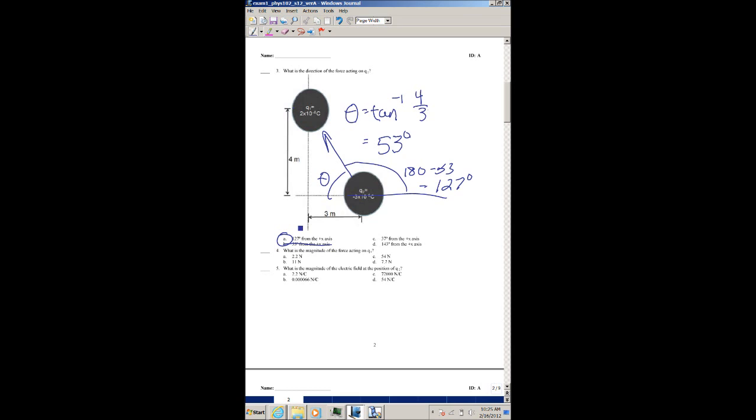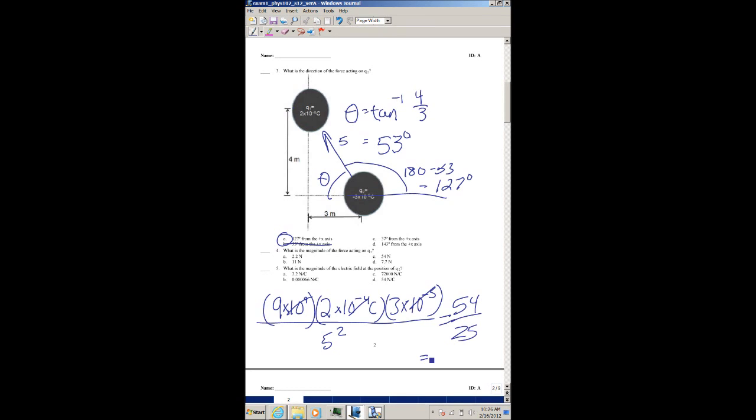What is the magnitude of the force acting on Q1? Alright, so that's going to be kQQ over r squared. That's 9 times 10 to the 9th times 2 times 10 to the minus 4 times 3 times 10 to the minus 5, divided by the distance, which is 5 meters squared. This distance right here is 5 meters. You can use the Pythagorean theorem to find that: the square root of 3 squared plus 4 squared is equal to 5. Or you can just recognize that it's a 3, 4, 5 triangle, a special triangle. The 10 to the 9th cancels with those others. That's 18 times 3, which is 54 over 25, and that's about 2.2. Number 4 is A.